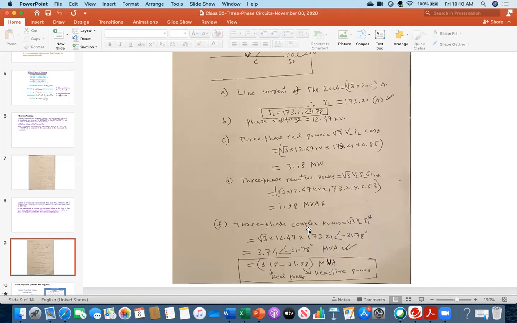So look, this is √3, this is VL, this is IL conjugate. What was my IL magnitude? That is the reason I put it in a box. This angle is plus here, but once I am doing IL conjugate, the sign is changed. It is -30 here. And then if you multiply this, I got this. This is in MVA, megavolt-ampere, the unit of complex power.